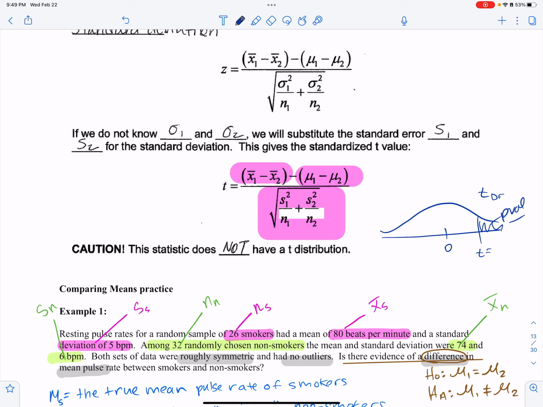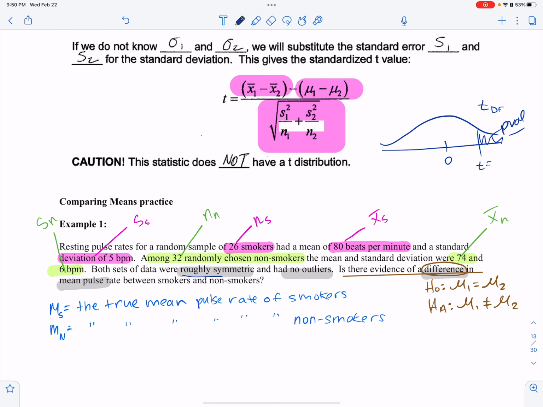Okay, so let's go ahead and run through one and see if we can make it make sense. Resting pulse rates for a random sample of 26 smokers has a mean of 80 beats per minute and a standard deviation of 5 beats per minute. If you notice, I labeled them already in pink: n_s is the number of smokers, x-bar_s is the mean of the smokers' heart rate, and s_s is the standard deviation of smokers. I did the same thing for non-smokers, and it tells me it's roughly symmetric and has no outliers, so that's great.